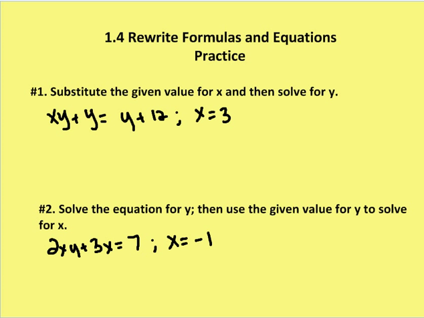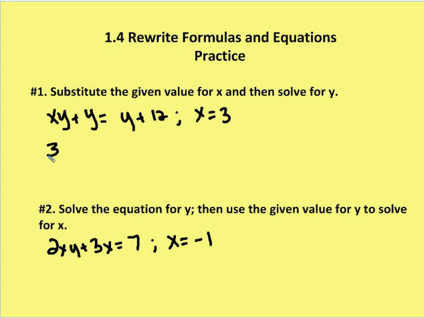In this edition of Aughton Math, we're going to tackle some problems on rewriting formulas and equations using some of the algebra we've learned in the past three sections. So the first problem asks us to substitute the given value for x, which is x is equal to 3, and then solve for y. So what we do is we just plug in 3 for all of the terms that have x in them.